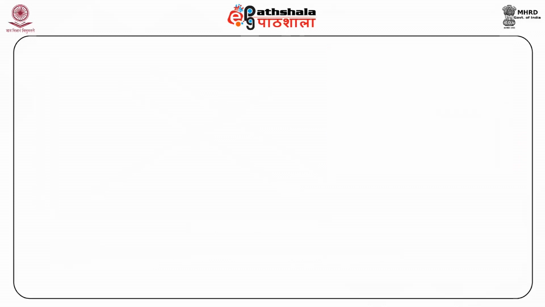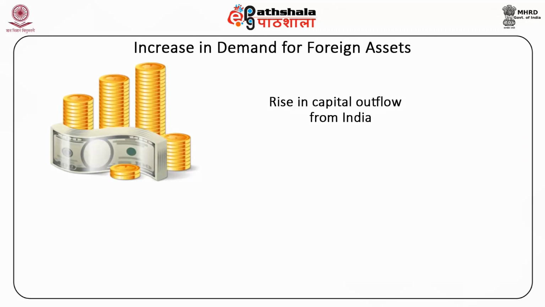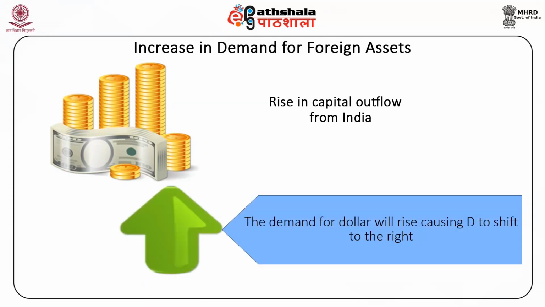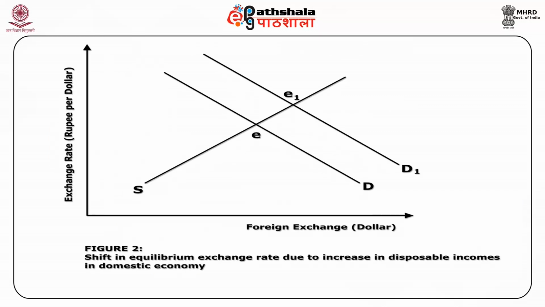Instead of a rise in disposable income of Indians, now suppose the demand for foreign assets rises, resulting in a rise in capital outflow from India. Consequently, the demand for dollars will rise, causing D to shift to the right. This is similar to the earlier case of rising disposable income in the domestic economy. The impact on exchange rate E is similar.